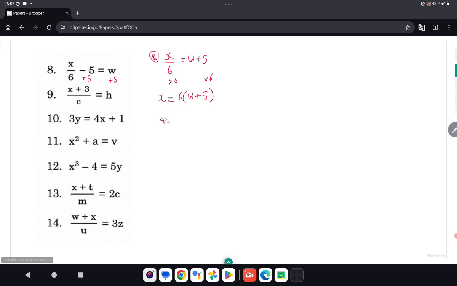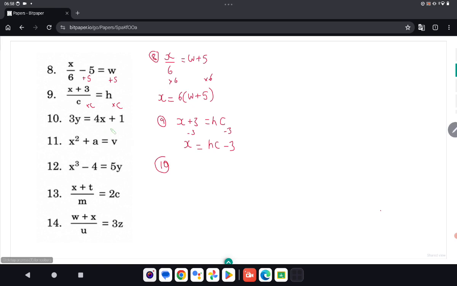Question 9. Let's get rid of our c first by timesing both sides by c. So x plus 3 is equal to hc. Now let's get rid of the 3 by taking 3 from both sides. So that leaves us with x on the left hand side and hc take away 3 on the right hand side.